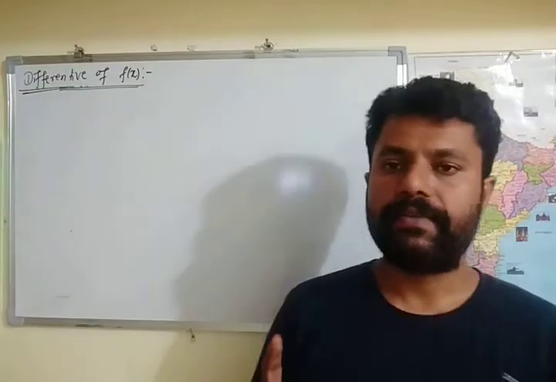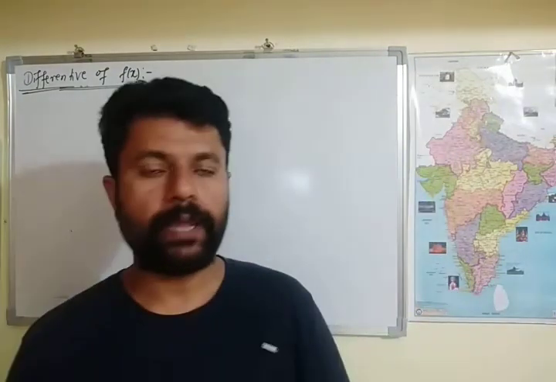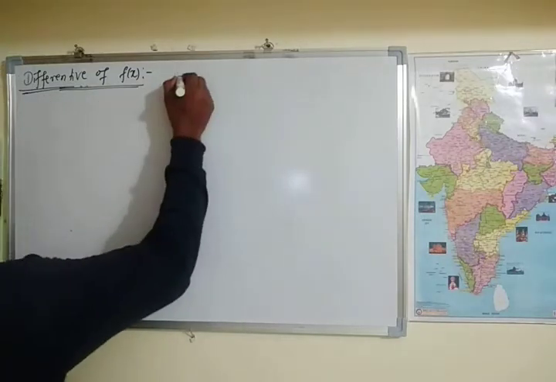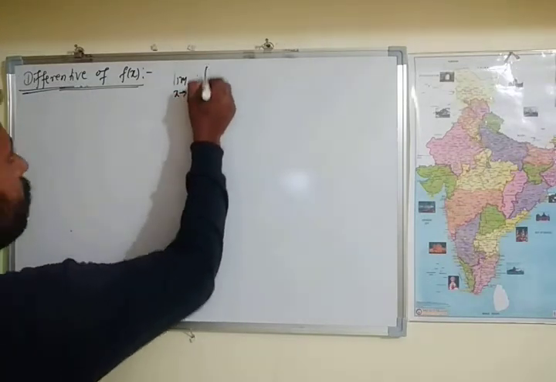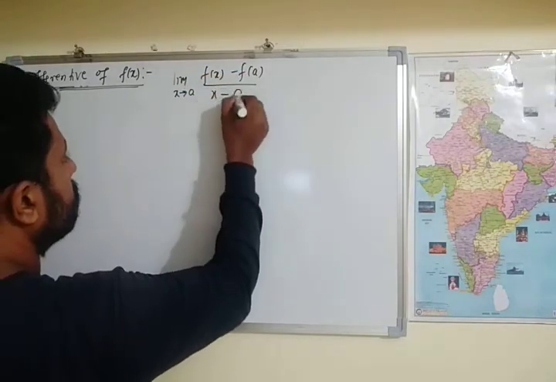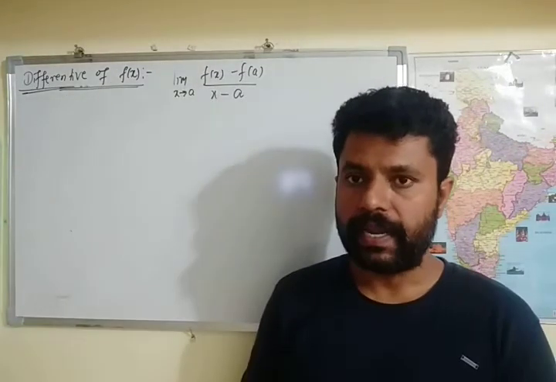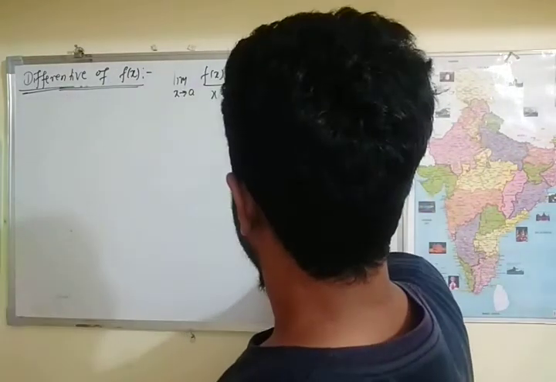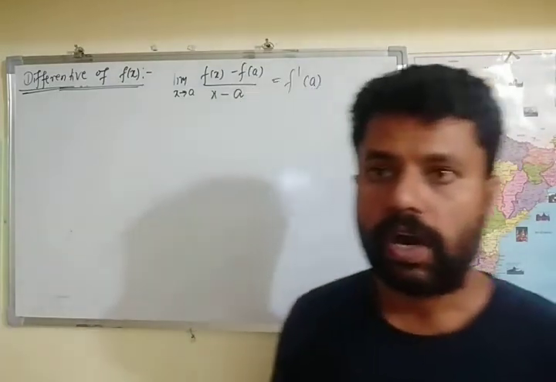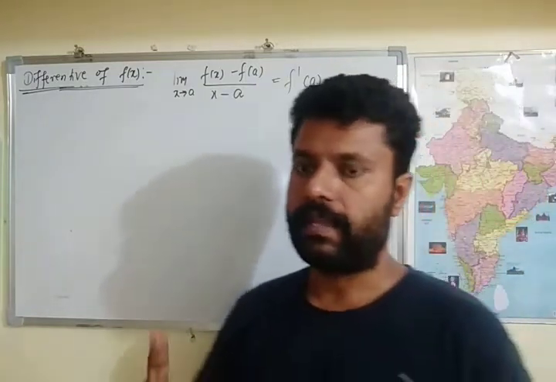So next, derivative of f of x, or differentiable. A function f of x is said to be differentiable at x is equal to a of its domain if limit x tends to a, f of x minus f of a divided by x minus a exists and is finite, and it is denoted by f dash of a, is called derivative of the function at x is equal to a.